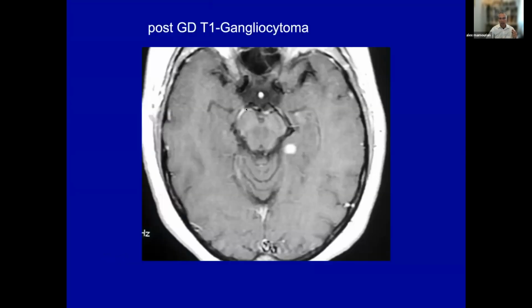Another one, this is gadolinium enhanced. You can see this enhancement again is something you would never see with mesial temporal sclerosis.